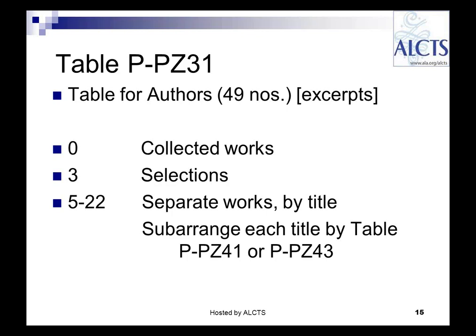Now, looking at table P through PZ 31 again, let's consider classifying a separate work written by Mark Twain. So we know that separate works are going to be in the range 1305 through 1322, arranged by title alphabetically. Now notice that there is an instruction to subarrange each title, that's each title of each separate work, by table P through PZ 41 or P through PZ 43. So we have to consult another table, and we're given a choice. So which one do we choose?